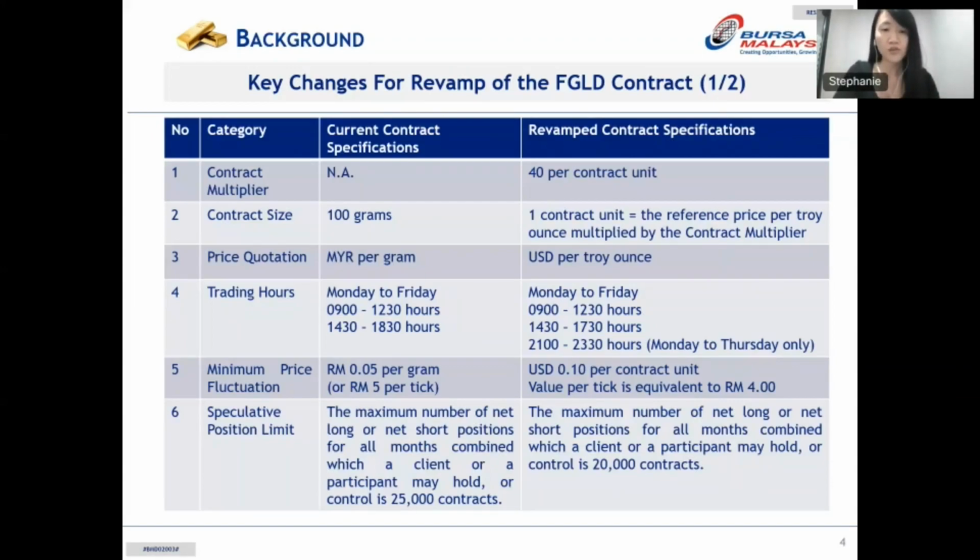The price will be quoted in USD per troy ounce instead of the previous Malaysian ringgit per gram. This is to align with the global convention where gold is traded in USD.